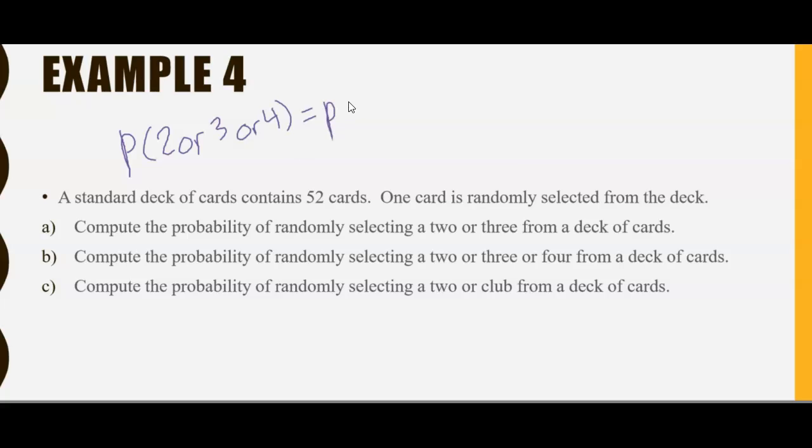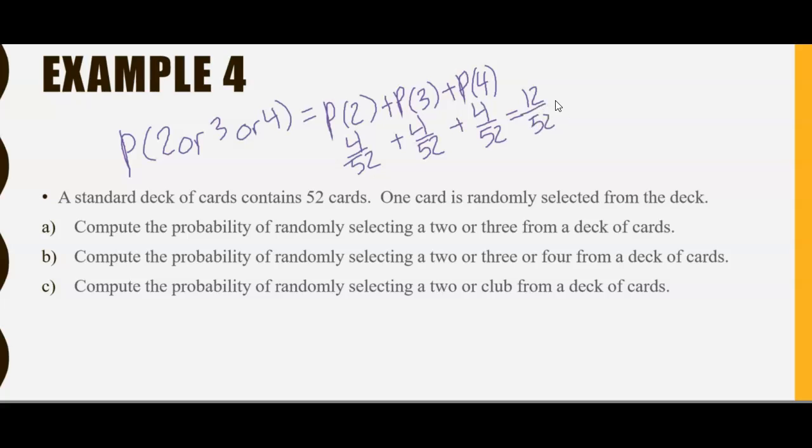So this is just simply the probability of a 2 plus the probability of a 3 plus the probability of a 4. Each one of these has the probability of 4 out of 52. So 4 out of 52 plus 4 out of 52 plus 4 out of 52. You add those numbers together, that gives you 12 out of 52, which reduces down to 3/13. There's your answer for B, 3/13. C.